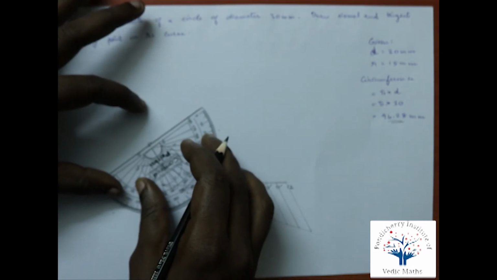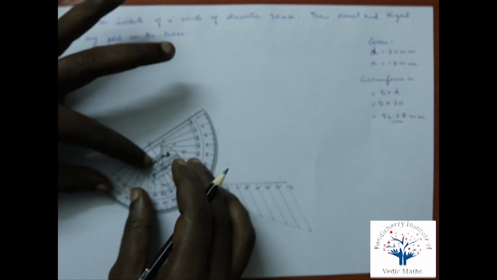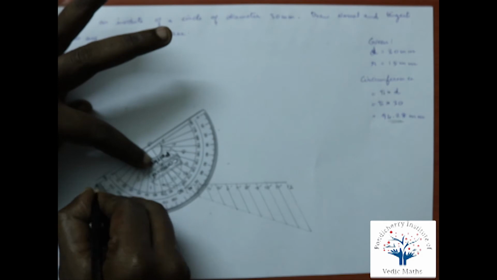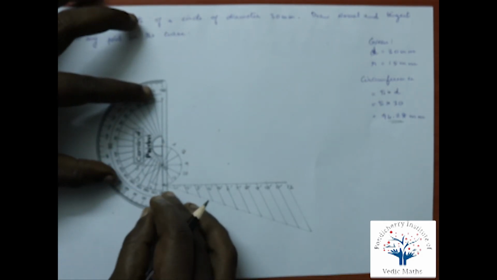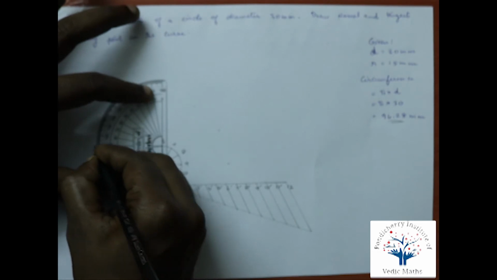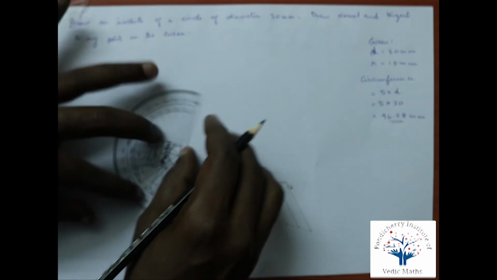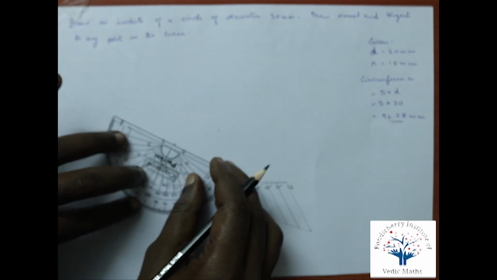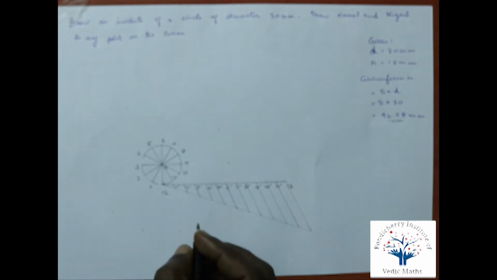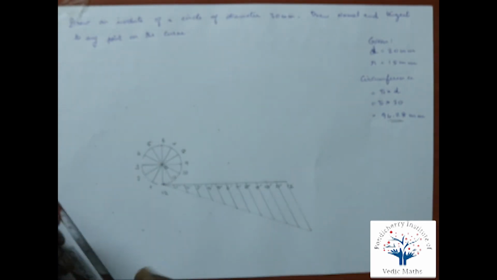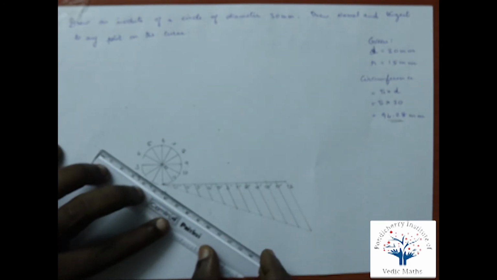You are going to draw tangent to all the points. Then here it is, the 7th point. The first one we draw small, because there are many points it may lead to confusion. 1 and that 1 number point.